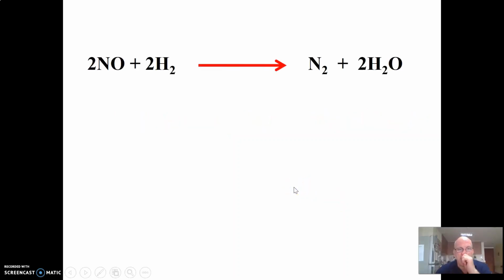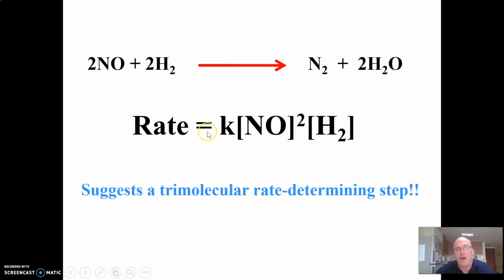The first thing is, if we look at this equation here, this is nitrogen monoxide reacting with hydrogen, and you get nitrogen and water as the products, and that's the balanced equation, and you know that's got nothing to do with the rate law. It's simply this stoichiometric balanced equation, okay? Now, experimentally, it's found that this is the rate law.